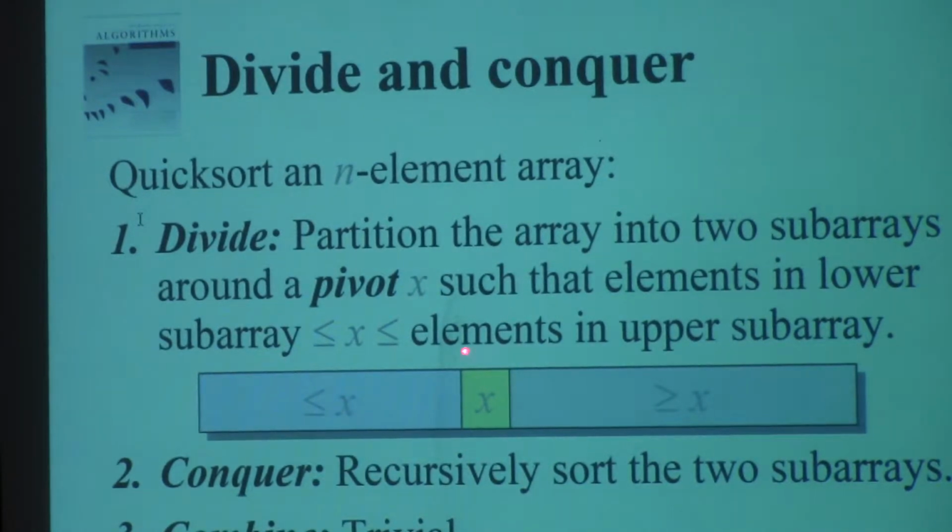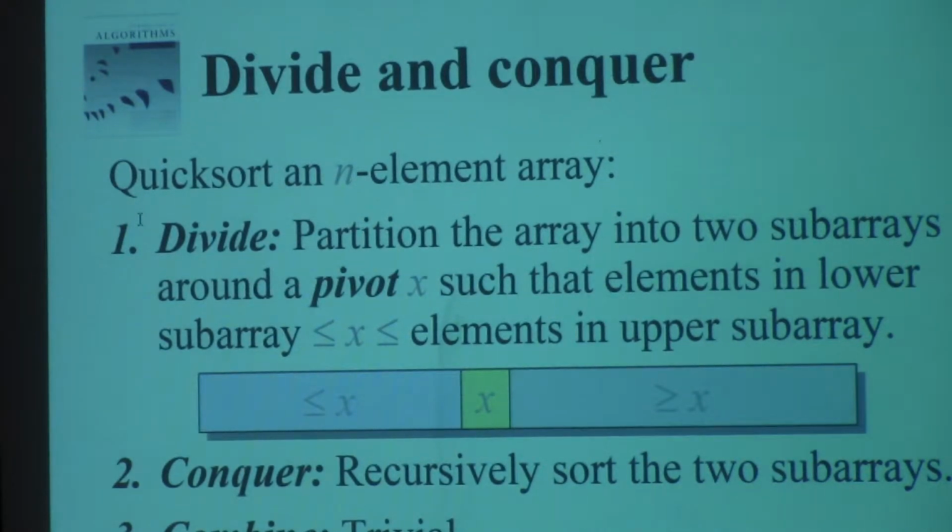Notice that X is the pivot. It didn't start over here, but now it's pivoted here, and so all the elements to the left of it are less than or equal to it, and all the elements to the right are greater than it. Although I think equal is no good on the right side. We need to have greater than. It's a mistake on the slide, so it should be greater than.